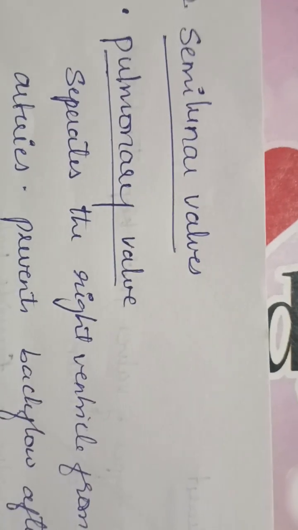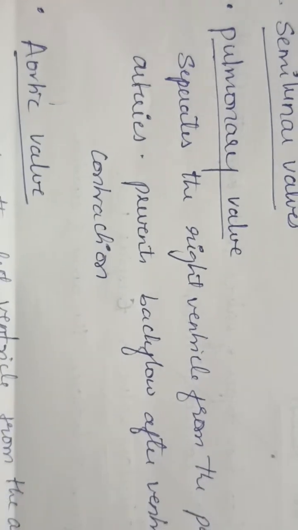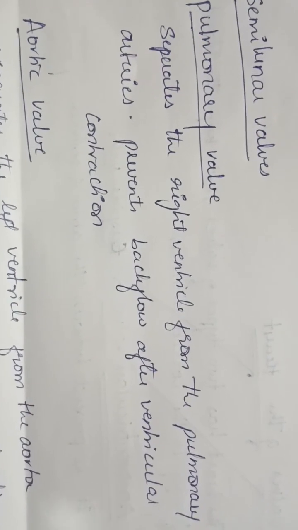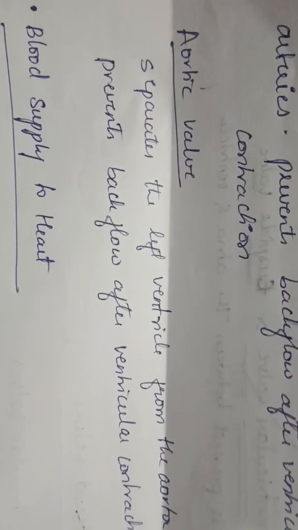Semilunar valves. Pulmonary valve. It separates the right ventricle from the pulmonary arteries, prevents backflow after ventricular contraction. Aortic valve. Aortic valve separates the left ventricle from the aorta, and it also prevents the backflow after ventricular contraction.